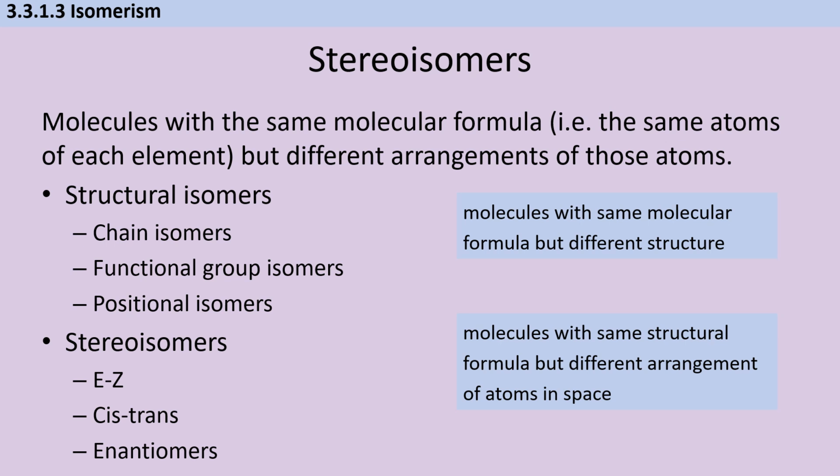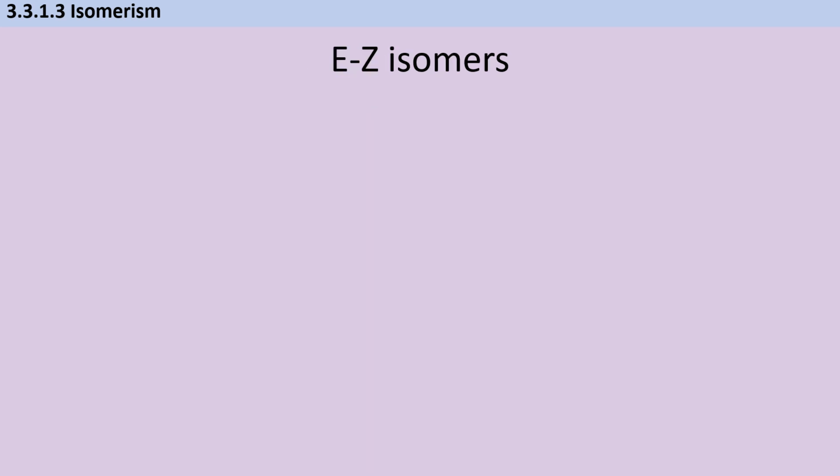In addition to structural isomers, we also have stereoisomers, and these are molecules that have the same structural formula, but they have a different arrangement of atoms in space. And there are some different types. There are EZ isomers, cis-trans isomers, and enantiomers, those mirror images we talked about before, like thalidomide. We'll start talking about EZ isomerism, or it's sometimes referred to as geometric isomerism.